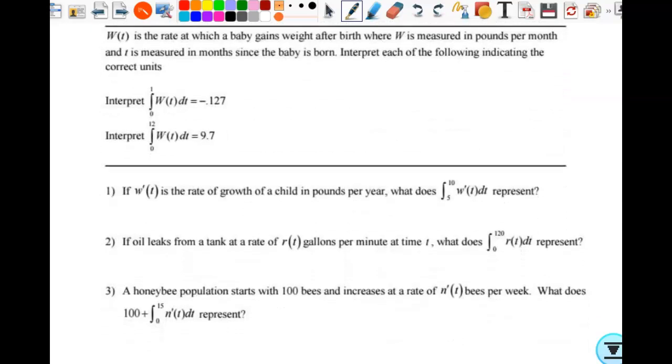All right, so W of t is the rate at which a baby gains weight after birth, where W is measured in pounds per month, and t is measured in months since the baby was born. Interpret each of the following indicating the correct units. So we have an integral from 0 to 1 of W of t dt, and we have a value for that. If I'm going to integrate that in general, what are the units going to look like on that? Think of it that way.